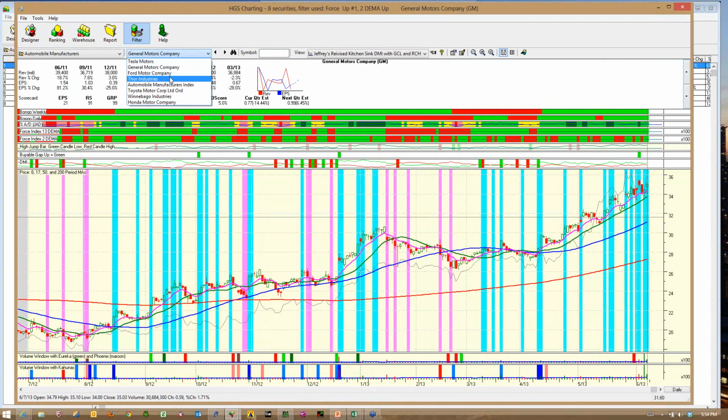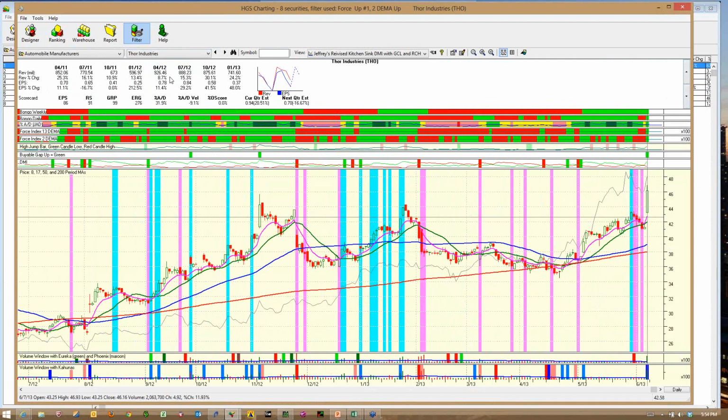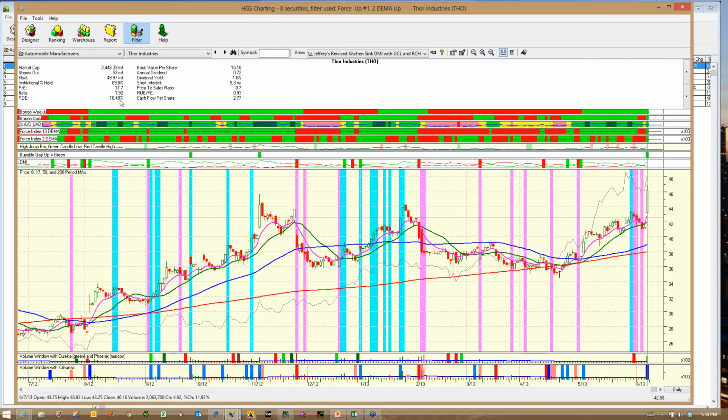Thor Industries and Winnebago, hard to believe, but maybe the housing recovery, people are feeling better. Thor Industries had a big gap up on Friday with a Kahuna. This is one of the motor coach companies, trades at a multiple of 17.7. Sort of breaking out after a pullback.